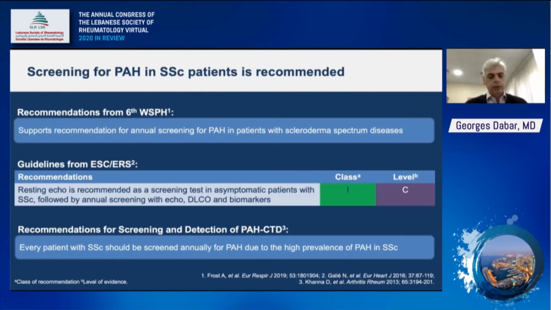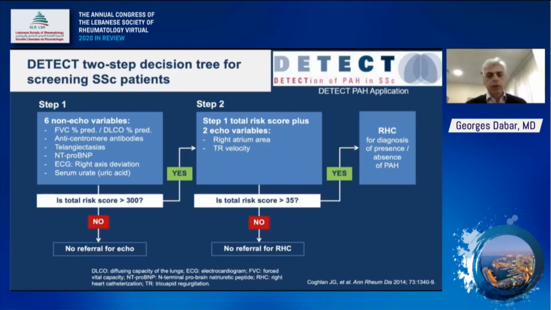The recommendation for screening and detection of pulmonary arterial hypertension in connective tissue disease: each patient with scleroderma should be screened annually for pulmonary arterial hypertension due to the high prevalence of pulmonary arterial hypertension in scleroderma. And one of the tools, or the best tool, to look for pulmonary arterial hypertension in scleroderma patients is the DETECT tool. It's an application that you could use on your smartphone.